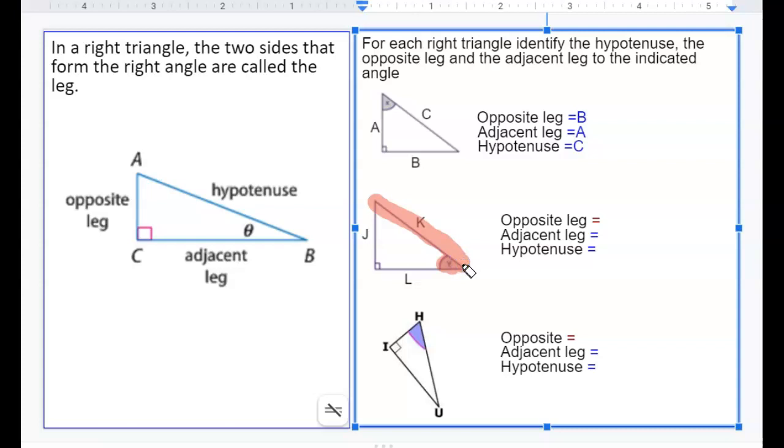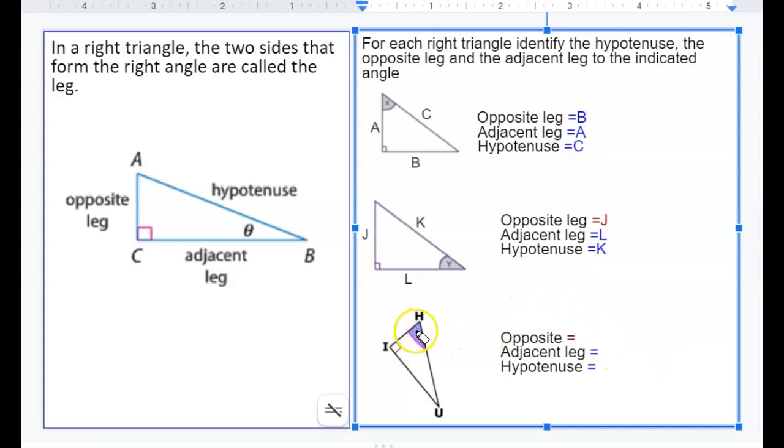Then the side that actually touches this angle, that combines with the hypotenuse to form the angle, that's your adjacent side. So your adjacent side here would be L. And then, of course, the side opposite the angle is your opposite leg, which is J, that side. So again, our hypotenuse is K. Then the adjacent leg or adjacent side is L. And then the opposite side is J. All right, so make sure you understand how to identify these sides.